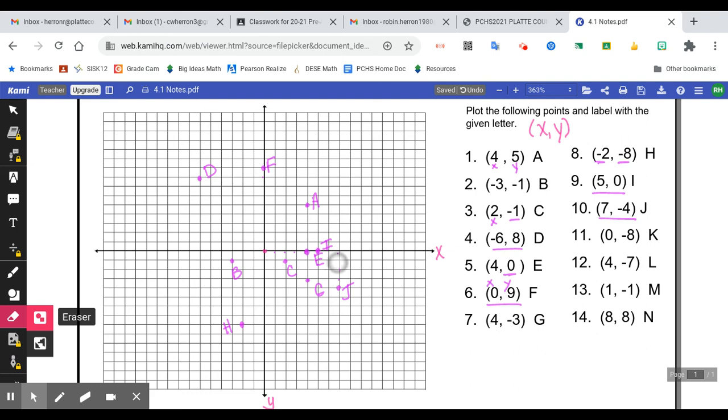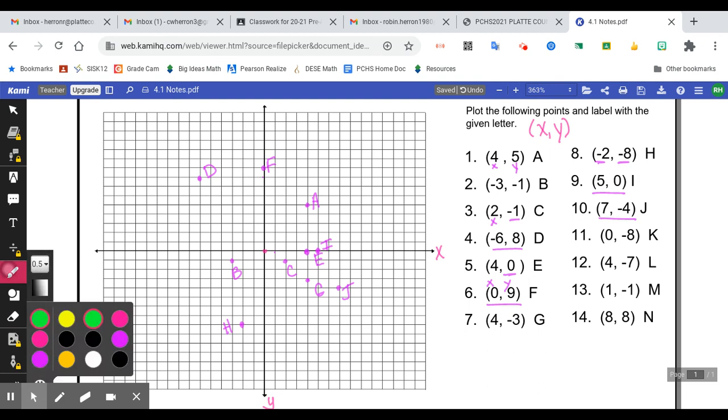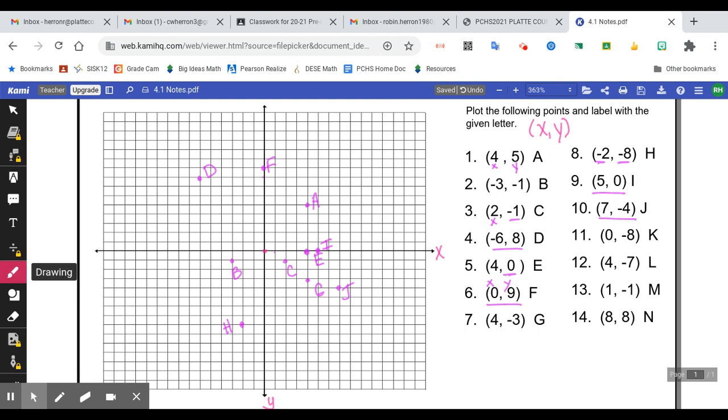Okay. So for you guys, go ahead and pause the video and then do numbers 11 through 14 on your own. Okay. And then check with what I've got on the graph that it matches yours. Okay, pause now and do that, and then replay.